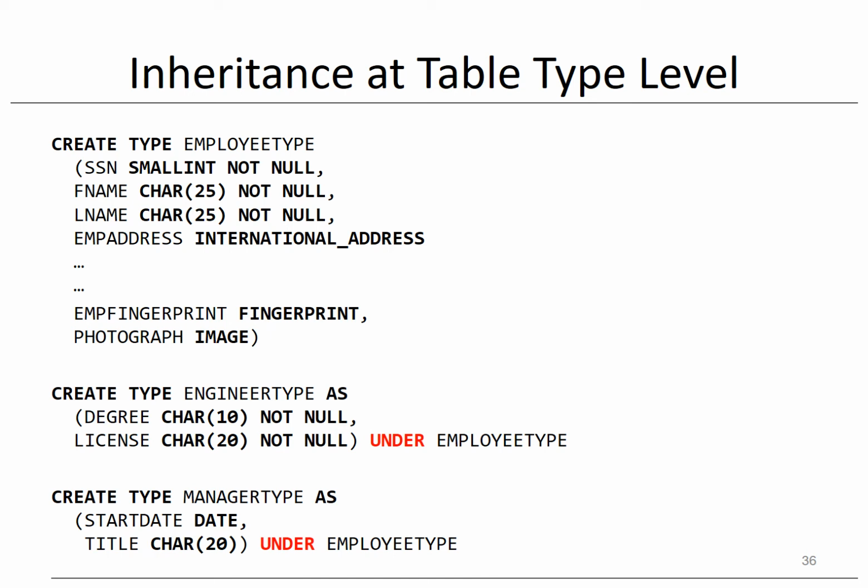As you can see, a supertype can have multiple subtypes. However, most RDBMSs will not support multiple inheritance, and a subtype can have at most one supertype. The table type hierarchy can be multiple levels deep and cannot contain any cyclic references.